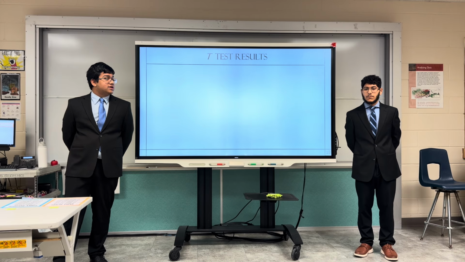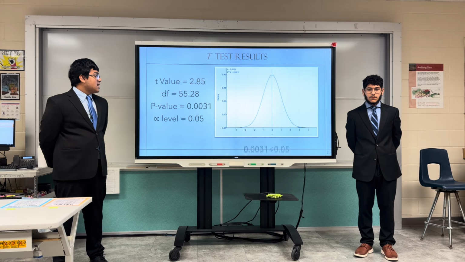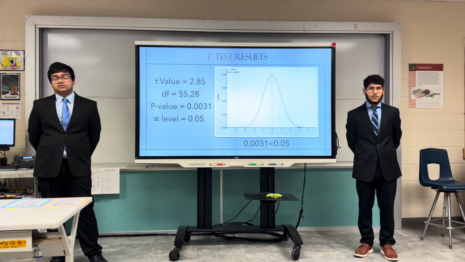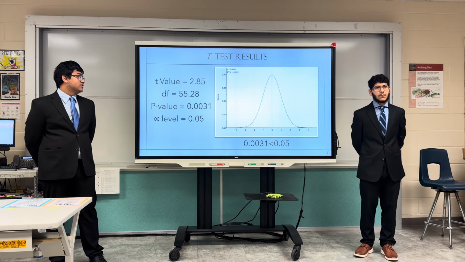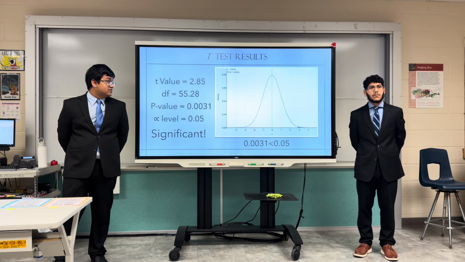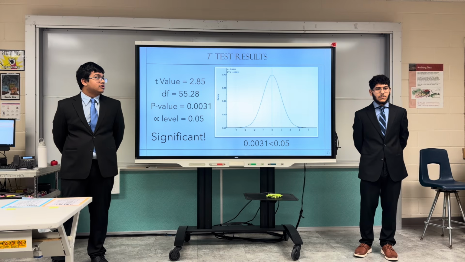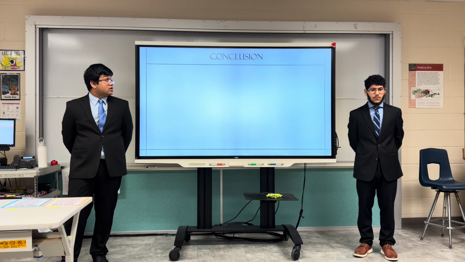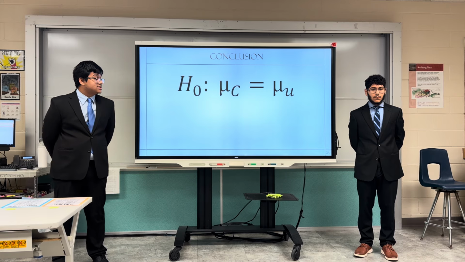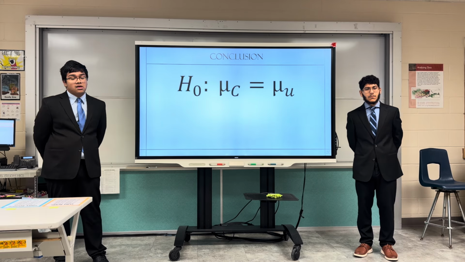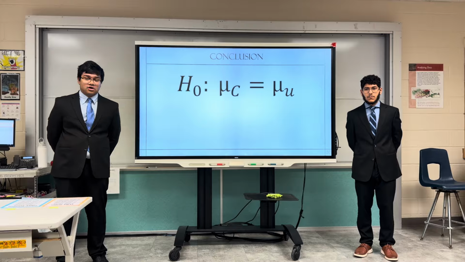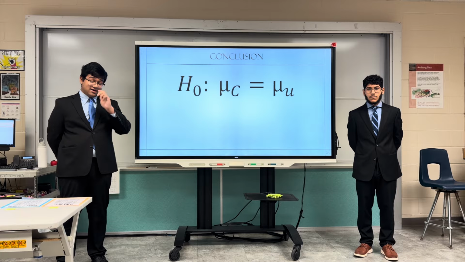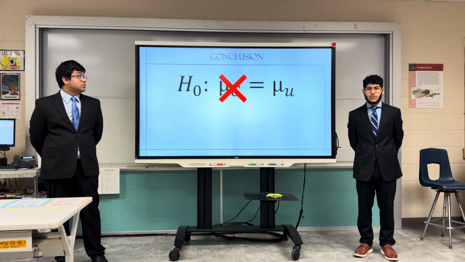Next, after we performed our t-test, we received the following results. As you can see here, our p-value of 0.0031 is less than our alpha level of 0.05, which suggests that there is a significant difference between cured and uncured concrete's flexural strength. Now, this leads us to our conclusion, which is that our null hypothesis, which once again stated that the true mean flexural strength of cured concrete would be equal to that of uncured concrete, was rejected.